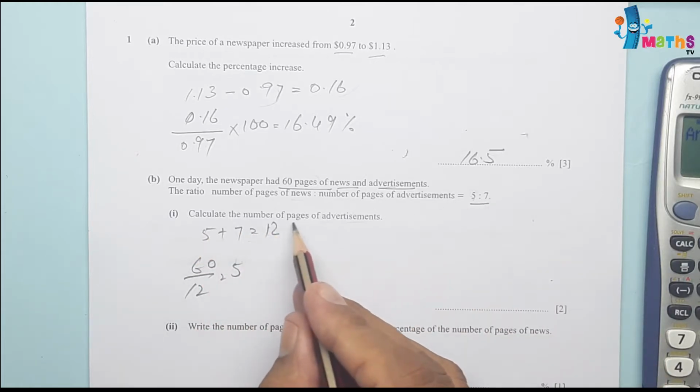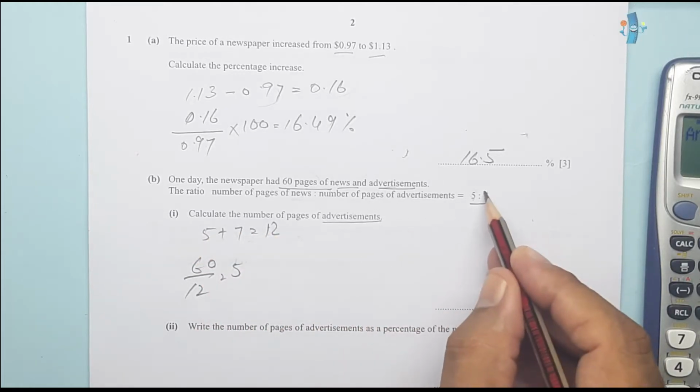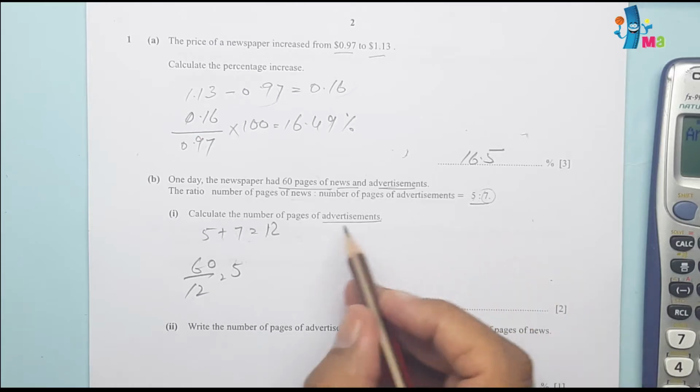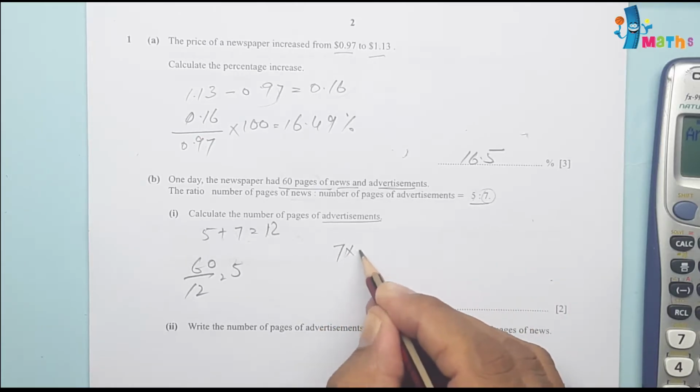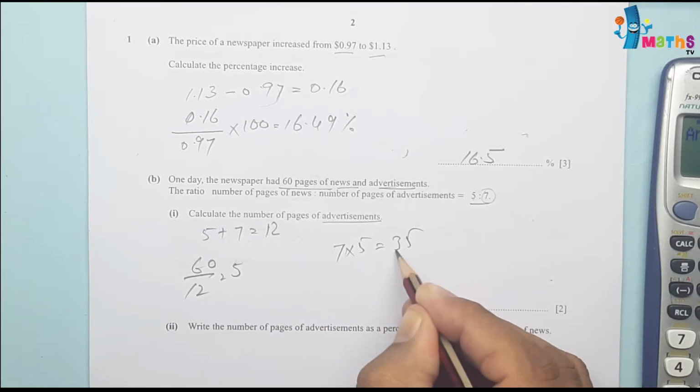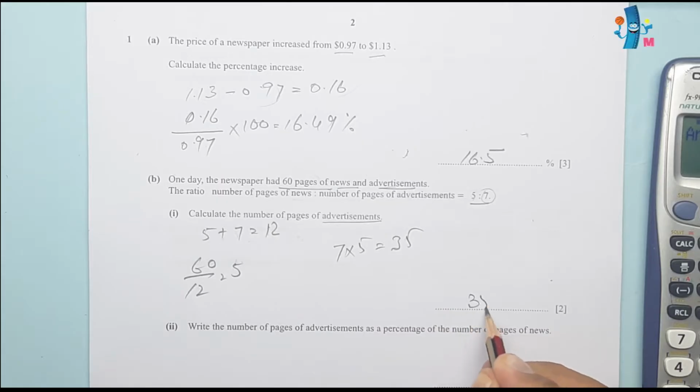So calculate the number of pages of advertisement, which is 7 in the ratio. So 7 multiplied by 5 will be equal to 35. So the answer will be 35.